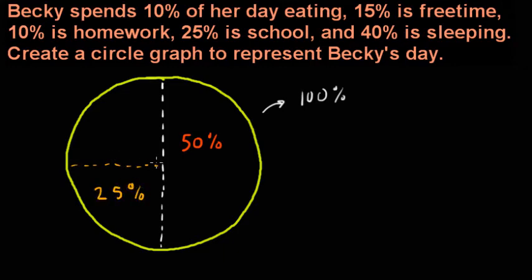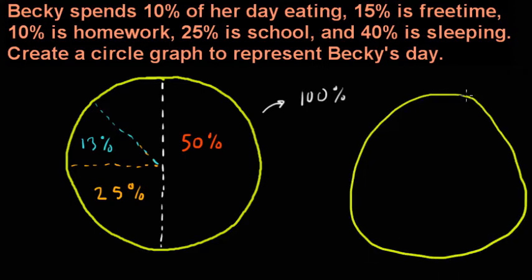Okay, and if you cut 25% in half, well, let's do a new color here. You've got about 13%. It's actually 12.5%. But the whole point is you're using this to estimate when you make your own circle graphs. So let's come back over here and make a new circle graph, and let's look at the information that's given. We're told that Becky spends 10% of her day eating.